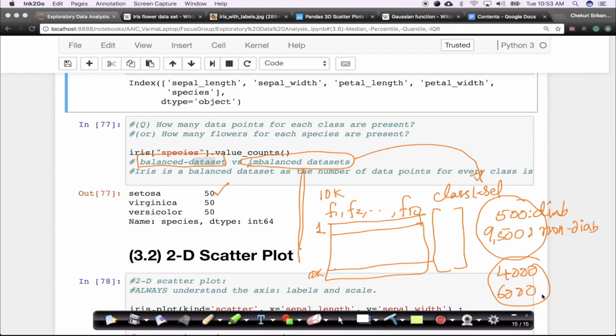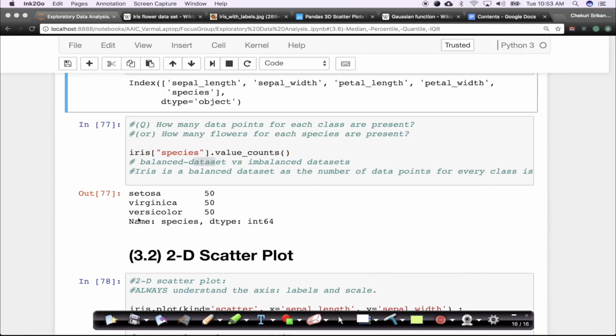So this is okay. The reason we are specifically calling out imbalanced data sets is because when you have an imbalanced data set, we have to do slightly different data analysis as compared to a balanced data set. Slightly different, not significantly different, but slightly different. And it's important to understand whether your data set is balanced or not. In our case, thankfully, for the IRIS data set, it's a very balanced data set.